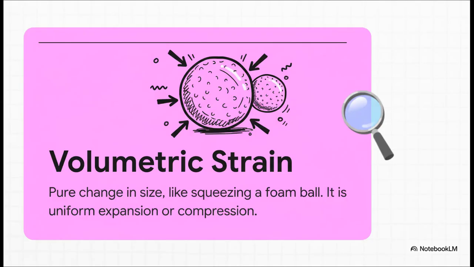First up, volumetric strain. The best way to think about this is to imagine a little foam stress ball. If you could squeeze it perfectly evenly from every single direction, what happens? It gets smaller, but it's still a perfect ball. Its shape hasn't changed. That is volumetric strain. It's nothing but a change in size.